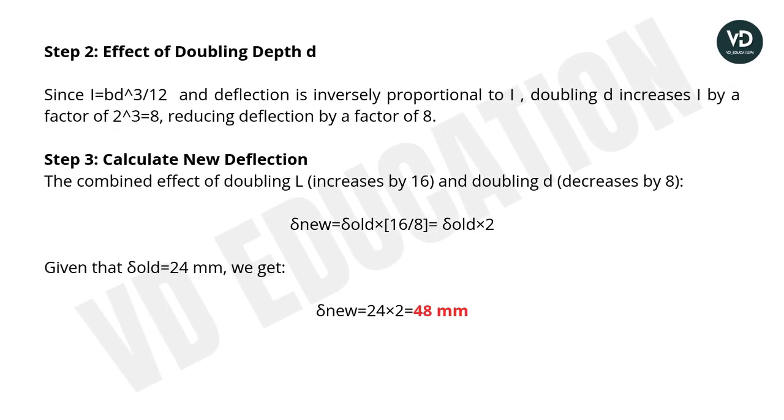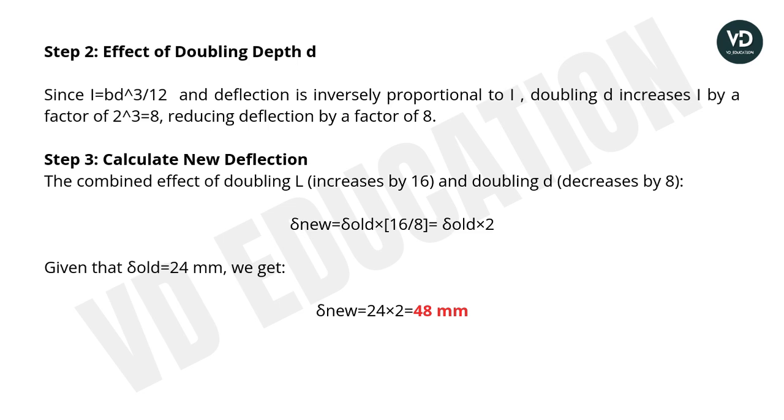Step 2 is the effect of doubling depth D. Since the moment of inertia formula is B times D to the power 3 upon 12 and the deflection is inversely proportional to I, doubling D increases I by a factor of 2 to the power 3, which is equal to 8, reducing the deflection by a factor of 8.